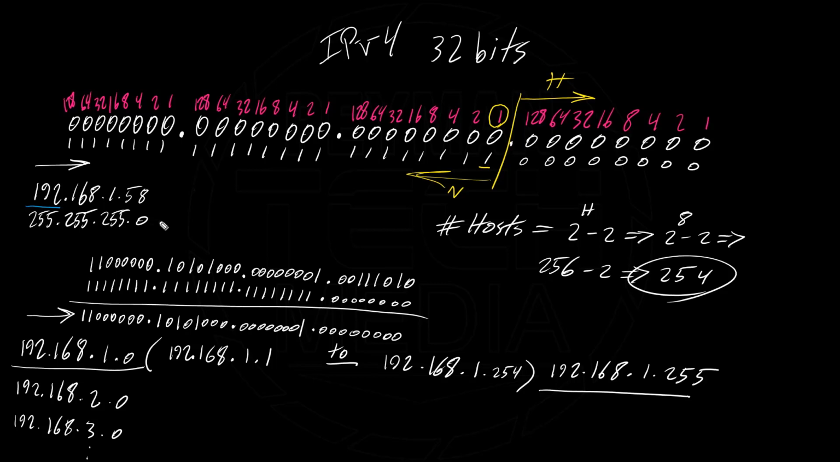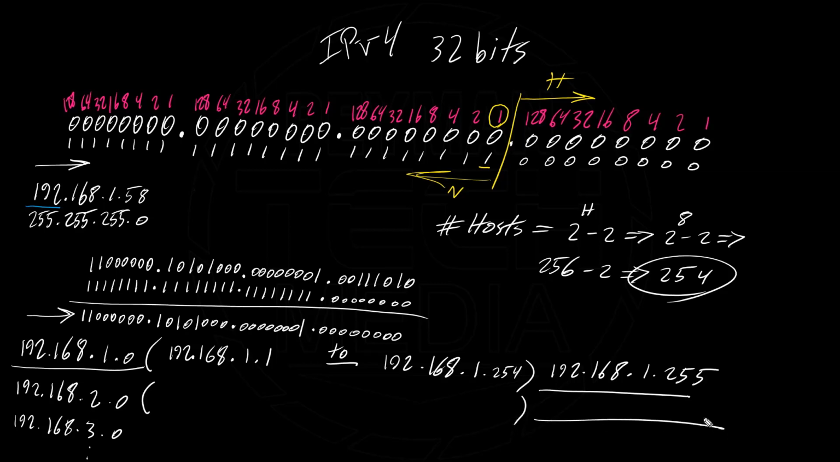Depending on the question scenario, if they ask how many usable or available IP addresses, it's 254. If they ask what's the total number of IP addresses, we need to include the network and the broadcast, so the total is 256. But the usable, available ones that we can assign to interfaces, computers, network printers, and devices on the network, are the 254 available IP addresses. Now, if we take a look at the next network, 192.168.2.0, it's exactly the same.